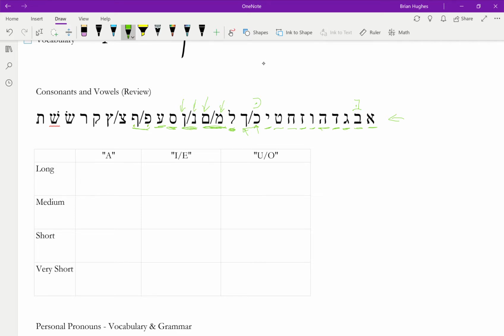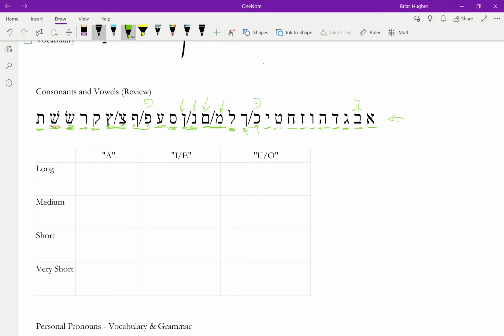It's also begad kefat, so without the dagesh in it, it makes the F sound. With a dagesh in it, it makes the P sound. Sade makes that TS sound, and this again we've got a non-final form and a final form. Kof makes a Q or a harder K sound. Resh, R sound. Sin makes that S sound. Sheen is the SH sound. Tav makes a T sound.